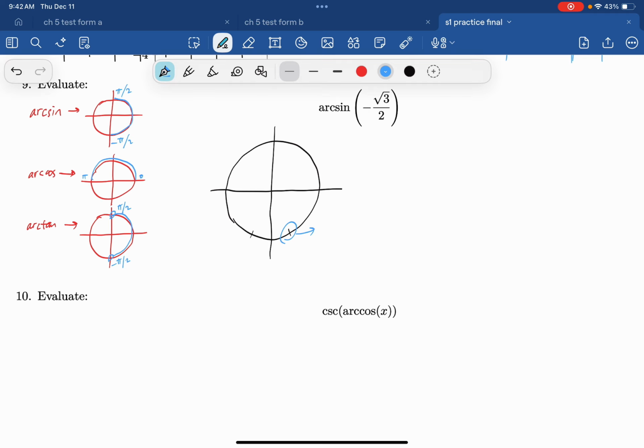And we not only need to remember that, but it also has to be between specifically negative pi over 2 and pi over 2. So we can't write this as 5 pi over 3, okay? That would be wrong. We have to write it as negative pi over 3. Okay, so that's the answer. Because it has to be between negative pi over 2 and pi over 2. So if you wrote 5 pi over 3, that would have been wrong. Instead, you need to subtract 2 pi, go 2 pi around backwards. It gives you negative pi over 3.